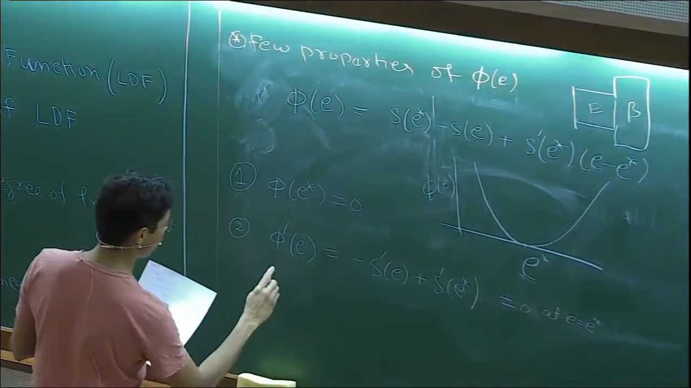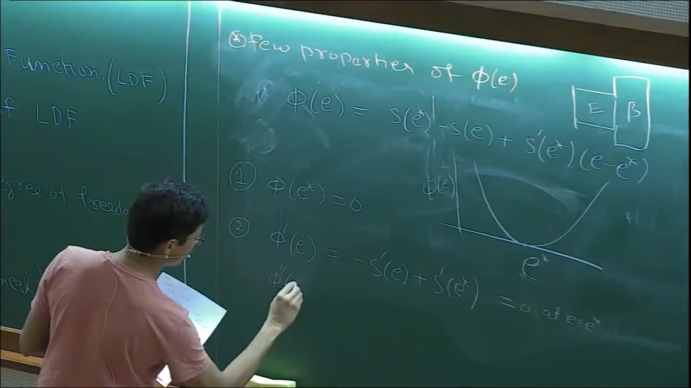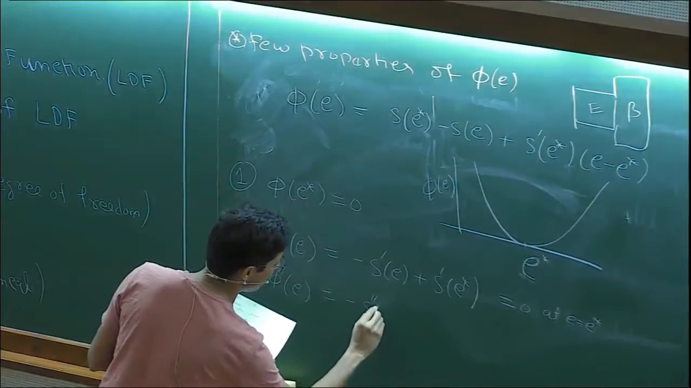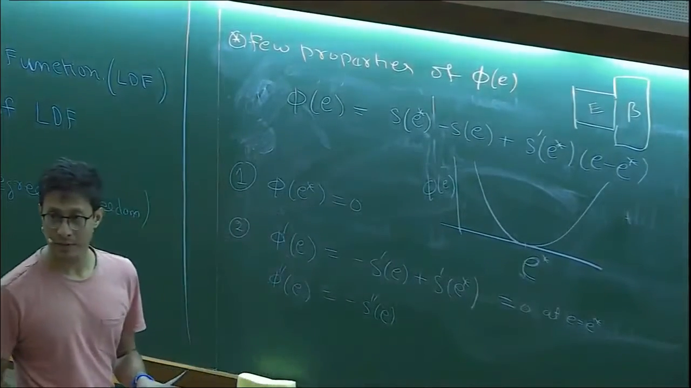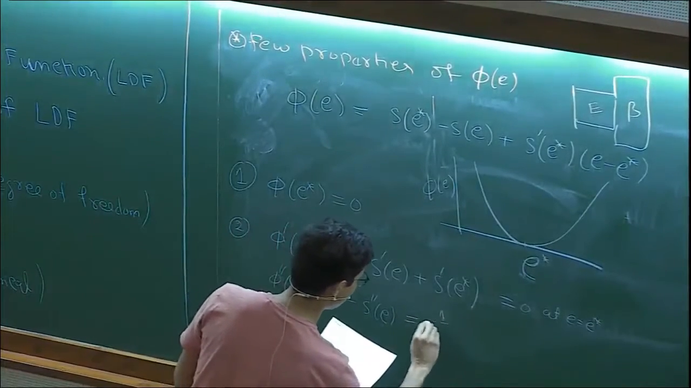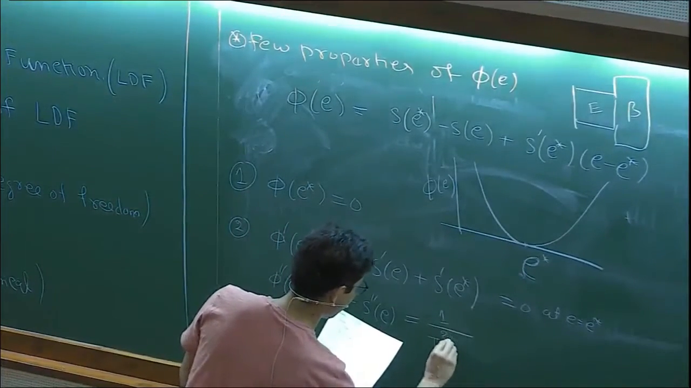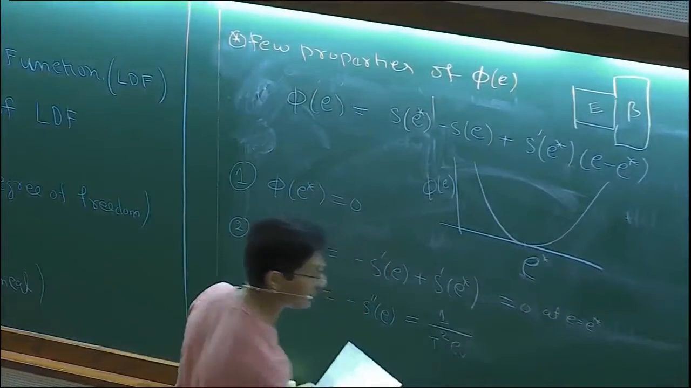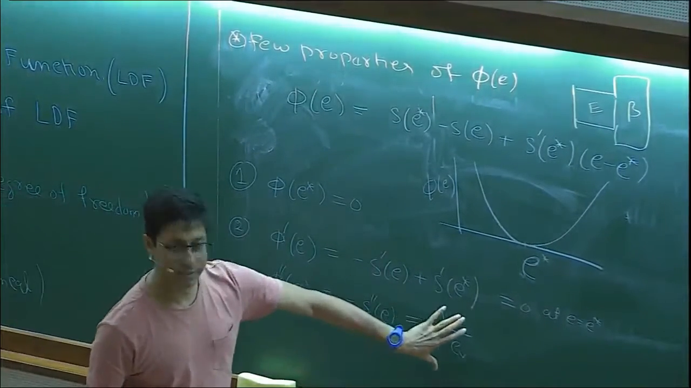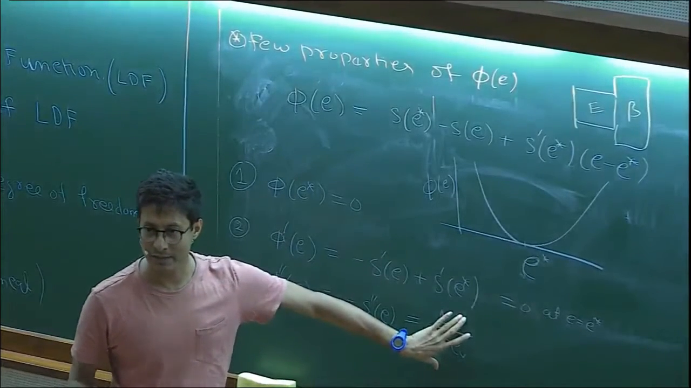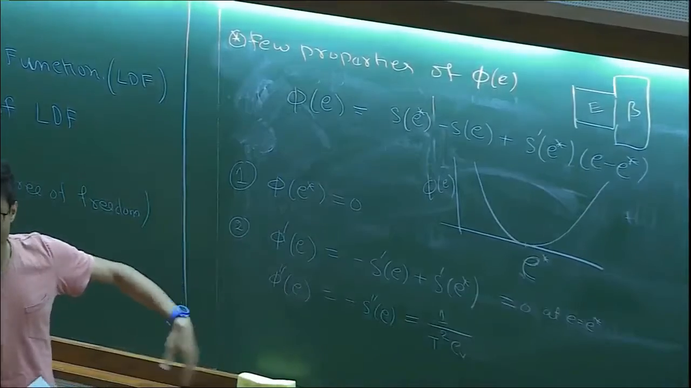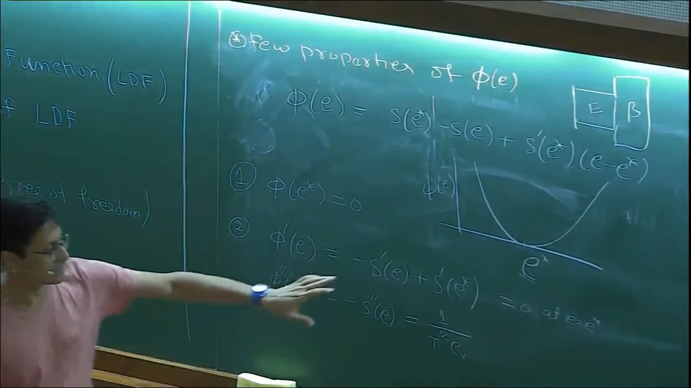The other thing is we need to check what happens to phi double prime, which is nothing but minus S double prime of E. And this, from thermodynamics, we all know, is 1 over temperature squared times the specific heat per unit volume. So this quantity is always positive because of the stability reason. So phi double prime at E star is positive. So this is a minima, okay?